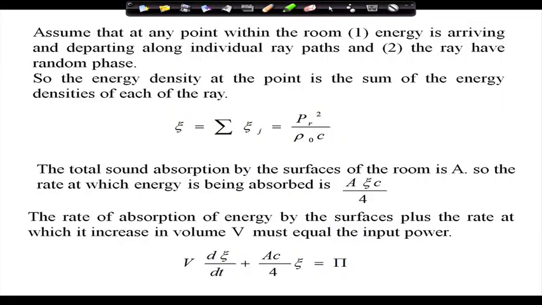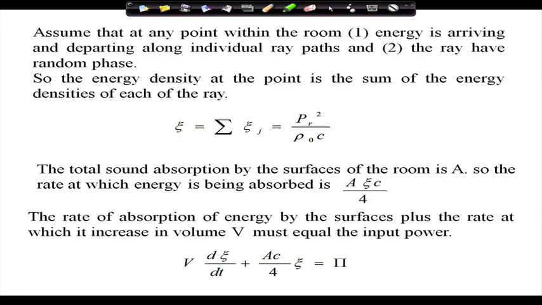So, I know the rate of energy incident on the unit area of the surface. Assume that one part of that incident energy is absorbed by the surface and one part is reflected back. Okay. So, for energy arriving and departing, the incident and reflected rays follow individual ray paths, and the rays are random in phase. I know that it is random. So, the energy density at the point is the sum of the energy densities of each ray.